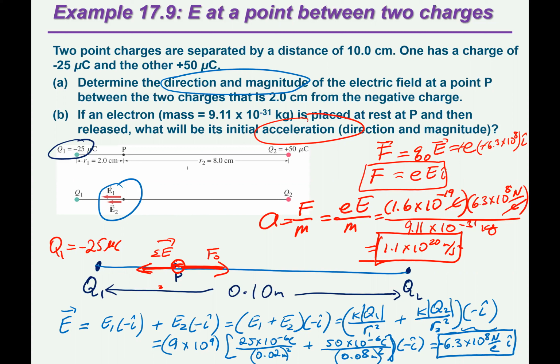And acceleration is always in the same direction as the force. That means it's going to be in an i hat direction. So that's what happens. If there's an electric field, there's always an electric force on a test charge. Since any charge, electron, proton, or any combination of that, has a mass, it's going to start accelerating because of that force.